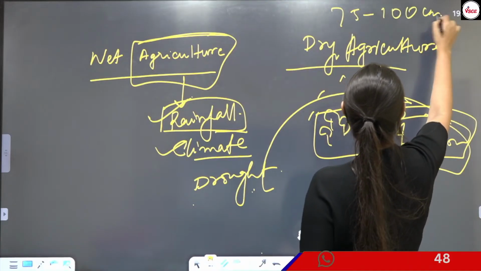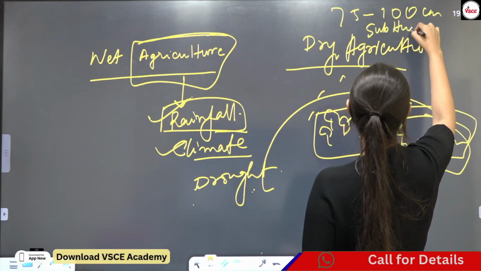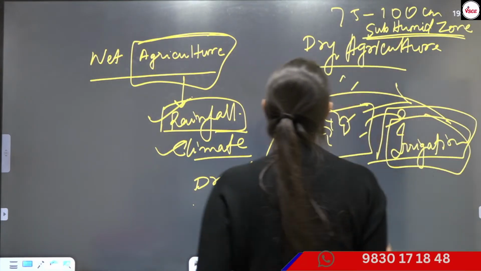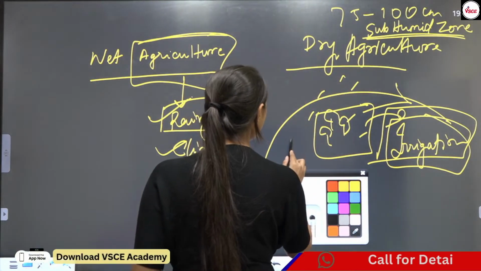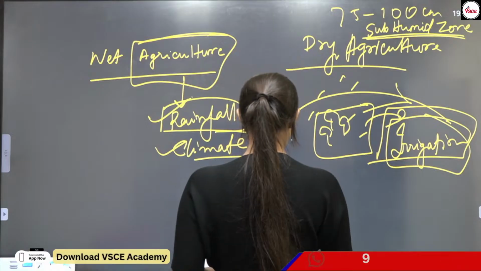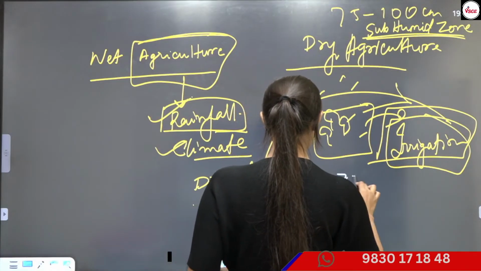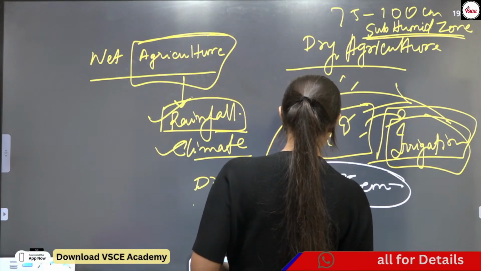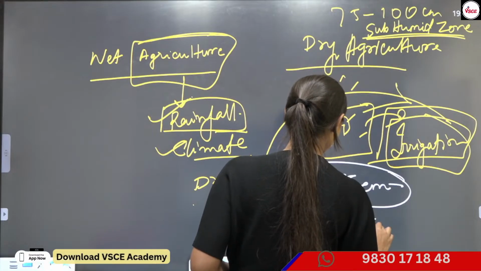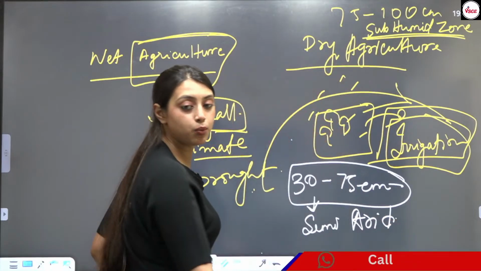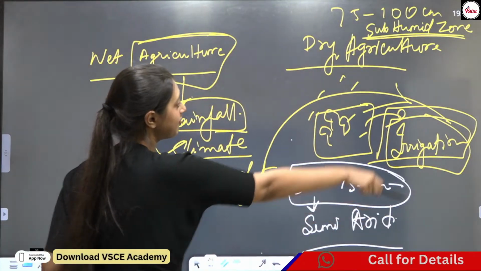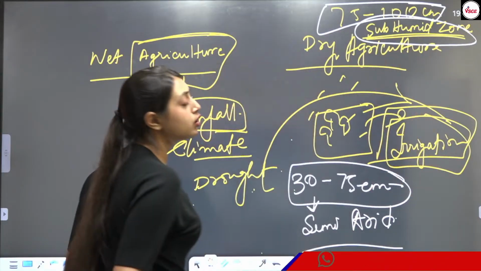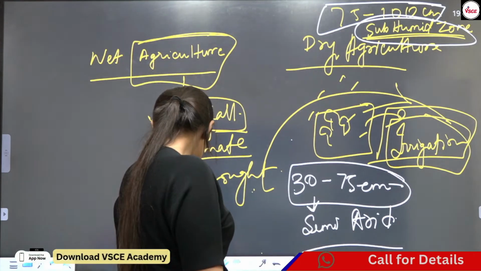Okay, now we are proceeding towards the regions that receive heavy rainfall, around 75 to 100 centimeter, which are called subhumid zone, okay? We were talking about zones in the last geography session. Now the areas which are receiving 30 to 75 centimeter of annual rainfall are called semi-arid region. Semi-arid, okay? Everybody is able to see what is written? Semi-arid, 30 to 75. 75 to 100 centimeter is sub-humid zone, and 30 to 75 centimeter is semi-arid zone, right?